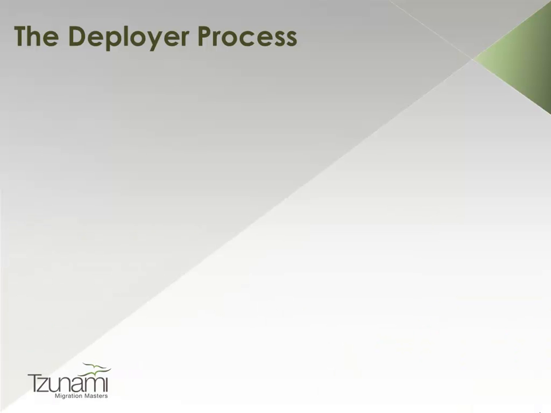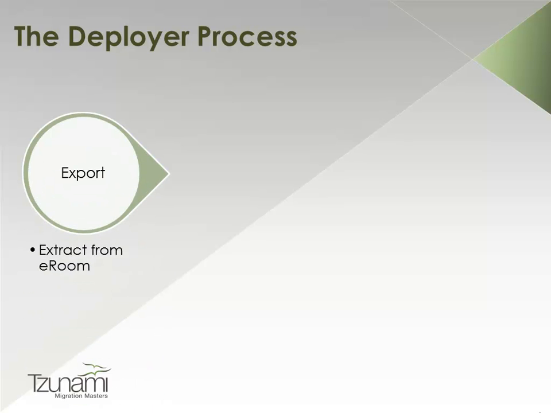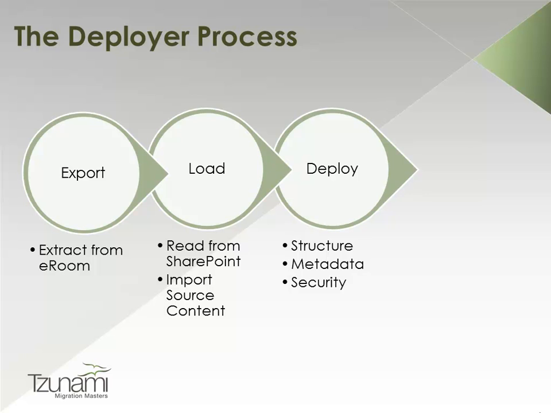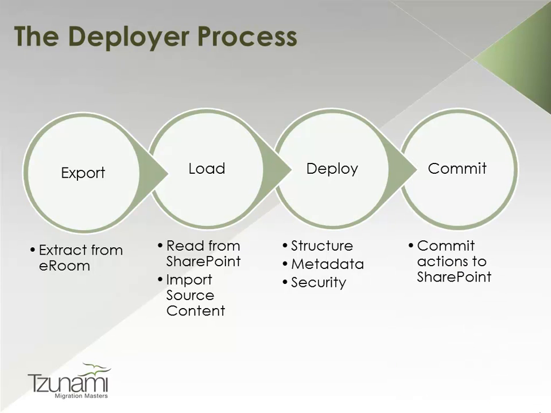This presentation will go over the four main steps of the migration process. First, we will export the source content from eRoom. This can be done from within the deployer or as a standalone process. We will then load the content to a deployer project. Next, we will perform the virtual deployment along with all of its relevant configurations. And finally, we will commit our migration specifications to SharePoint 2010.